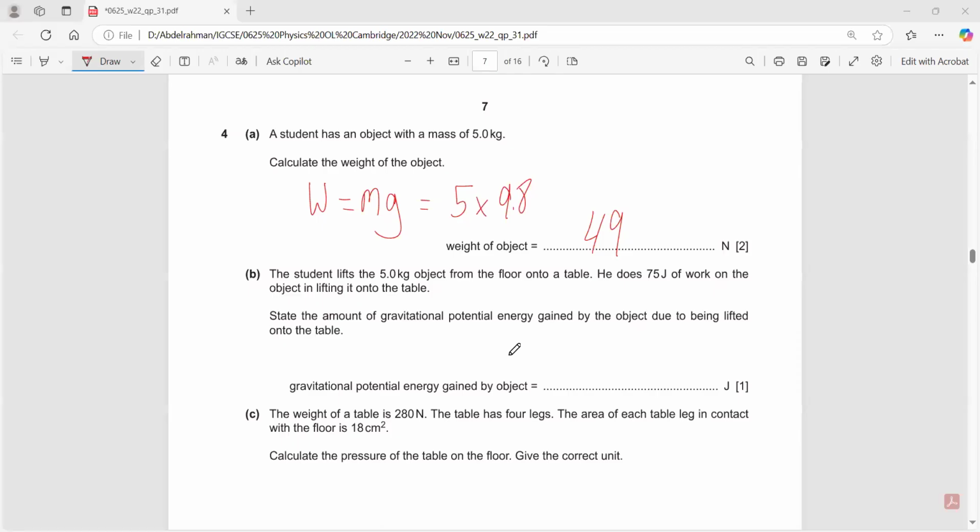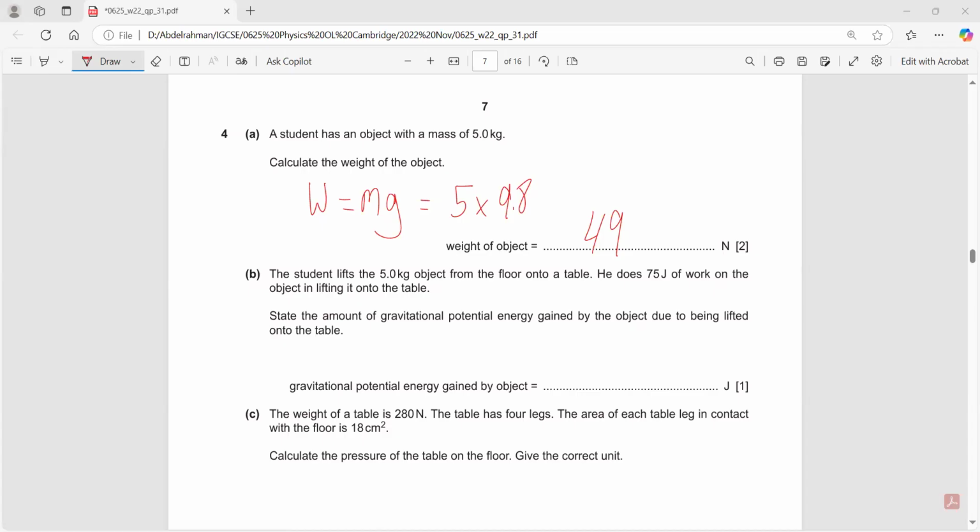Gravitational potential energy. Can I find the gravitational potential energy gained by the object? Yes, I can. Mr. Bistahna, we are not required to calculate the actual gravitational potential energy. You're not required to know the equation. How can I solve this question?